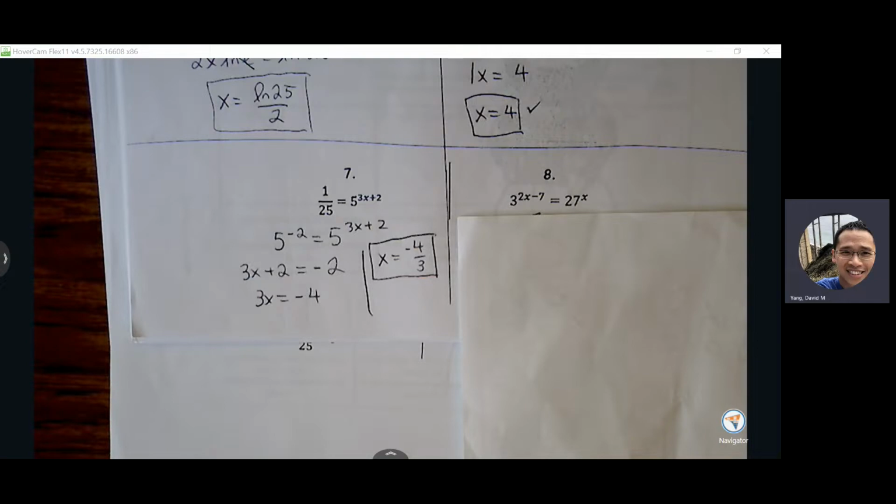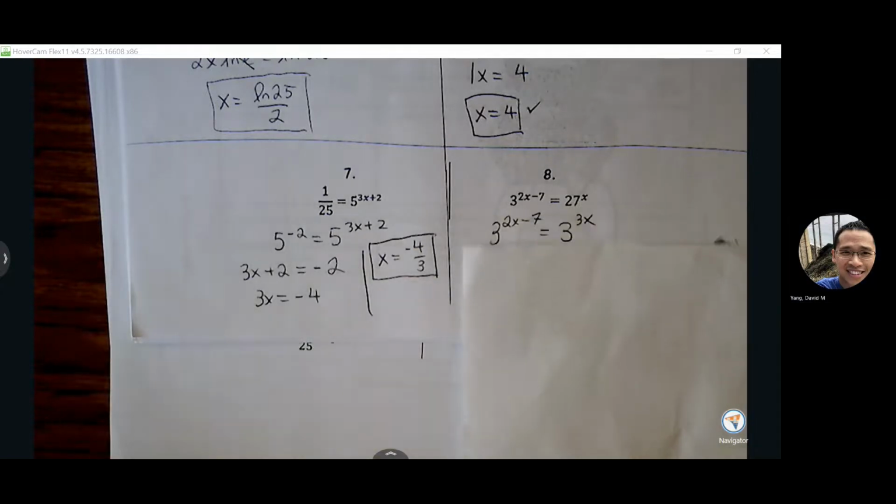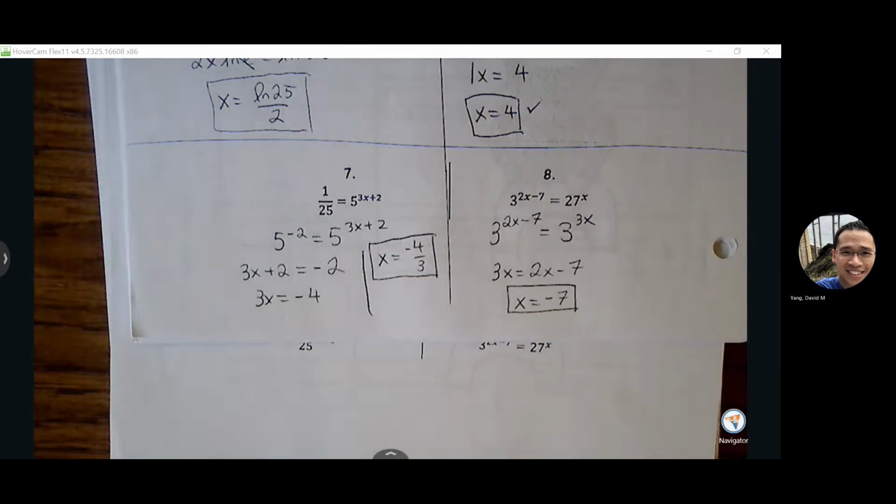Same strategy for number 8, right? What base is shared? 3. 27 is 3 to the 3rd. Again, don't have to worry about whether my solution is valid or not. It's not a log equation, so any solution I get is part of my answer. Don't have to worry about plugging in and double checking.